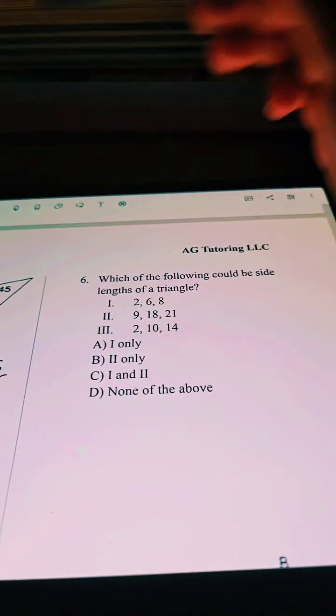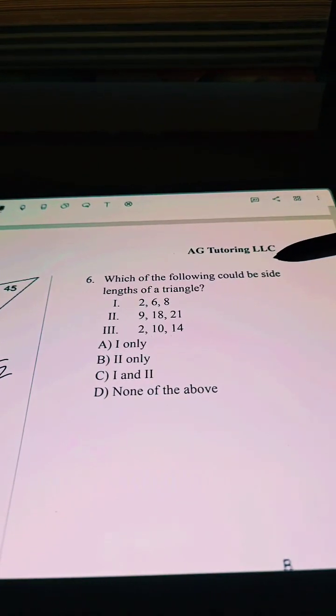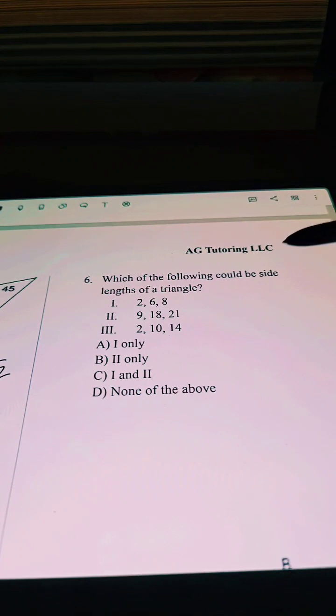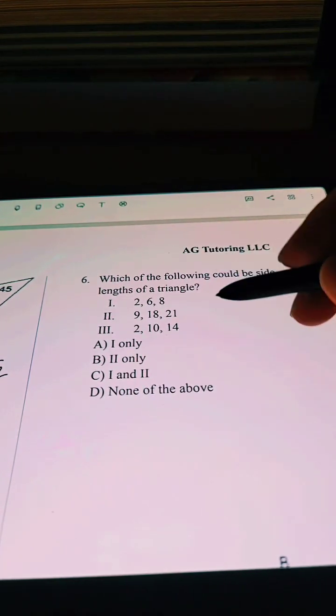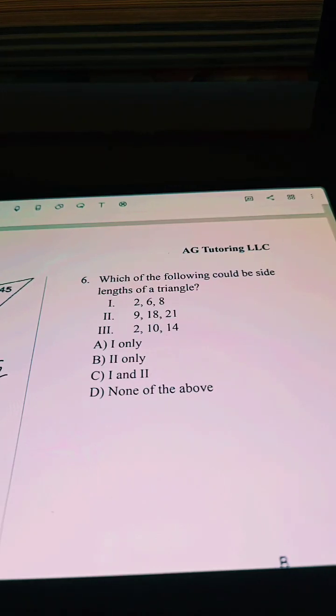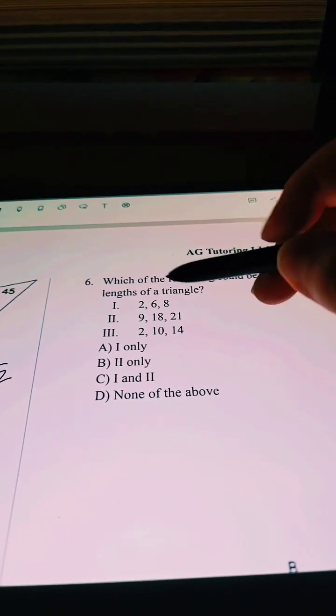So let's go to number 6. Which of the following could be side lengths of a triangle? This is the triangle inequality theorem, the rule that says if you add up any two side lengths of a triangle, the sum has to be greater than the other side length that you haven't added up.